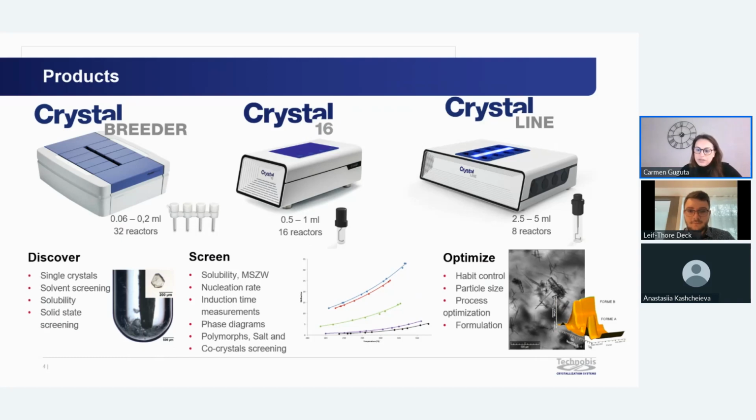And the Crystal Breeder is the gadget type of instrument, as I like to call it, that comes with a lot of gadgets for vapor diffusion, evaporation, and controlled evaporation, allowing you to perform most of the crystallization methods to grow single crystals, and not only that.